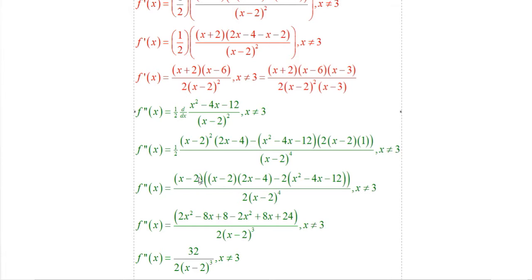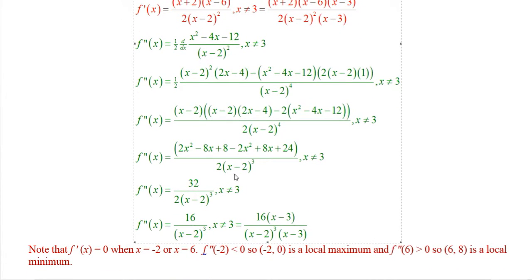Now this x minus 2 here is a factor of the whole numerator. Notice the parentheses here. And so it will cancel with one of these in the bottom, bringing that down to the third power. Combining like terms, the x squared terms go away and the x terms go away. So you just get 8 plus 24 is 32. 32 and 2 cancel down to 16. And so our second derivative reduces finally to just 16 over (x - 2) cubed, again, where x is not equal to 3. Or if you don't want to put the x is not equal to 3, then it's 16 times (x - 3) over (x - 2) cubed times (x - 3).